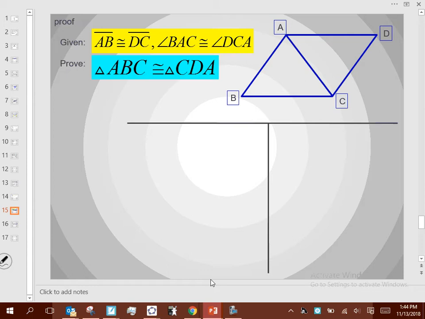Does that make sense? So we're going to need in our statements, if I'm going to ever use side-side-side, I better have in my statements, in my left-hand column, three side length congruencies listed. If I want to use side-angle-side, I'm going to need three congruencies, two of which are sides congruent to sides, and one being an angle congruent to an angle. So that's kind of the process. Does that make sense? To prove triangles congruent, you want to write down three statements on the left-hand side that have congruencies in them.